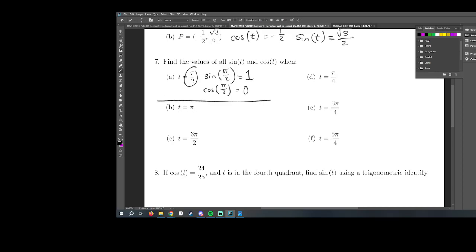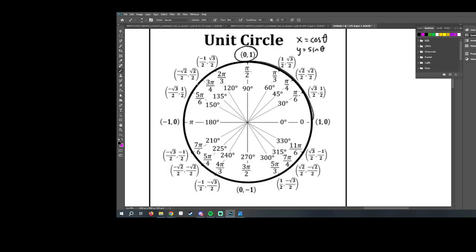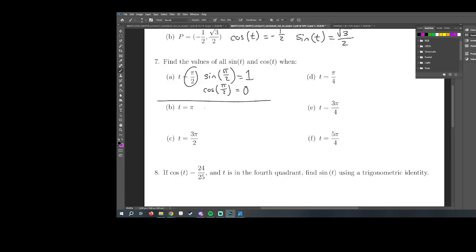T equals pi. So again, we go back to our point here, to pi radians, which is 180 degrees, and we see that the cosine is -1 and the sine is 0, so I can say cosine pi is -1, sine of pi is 0. So again, these are functions, and they're weird functions, but we can find some of their values by using our unit circle points.